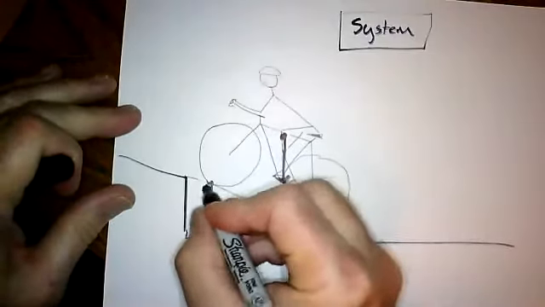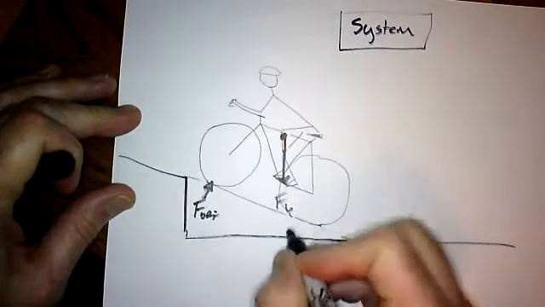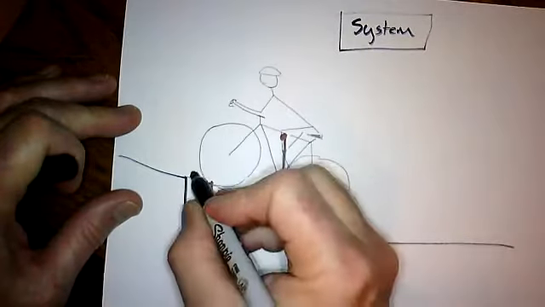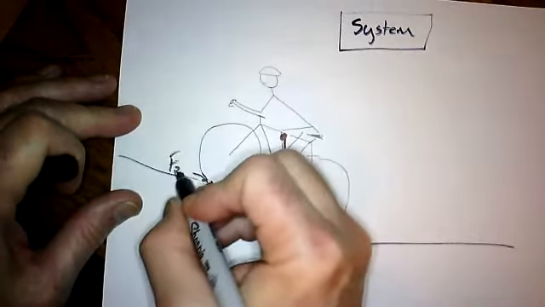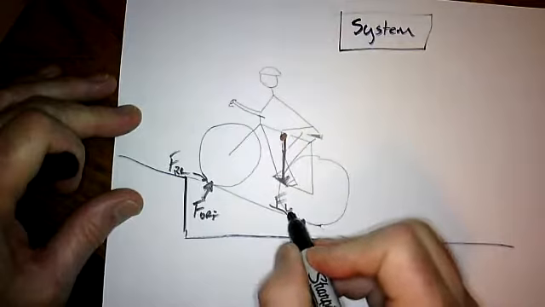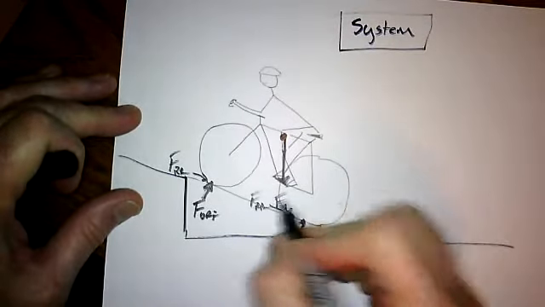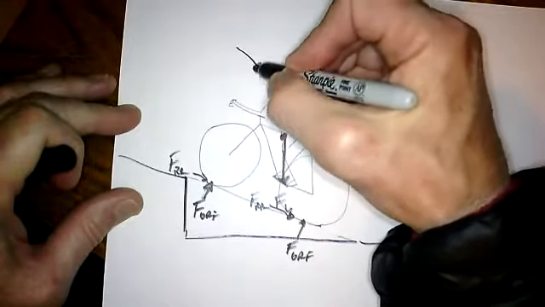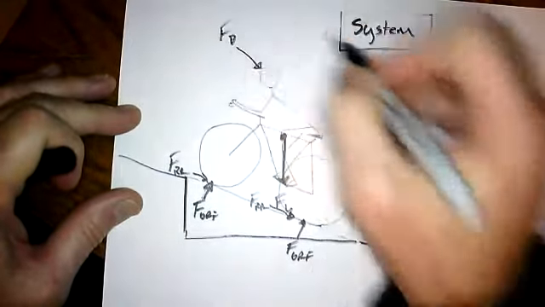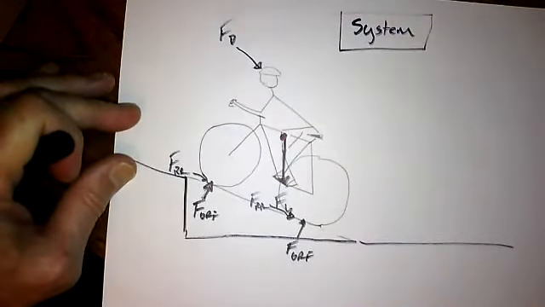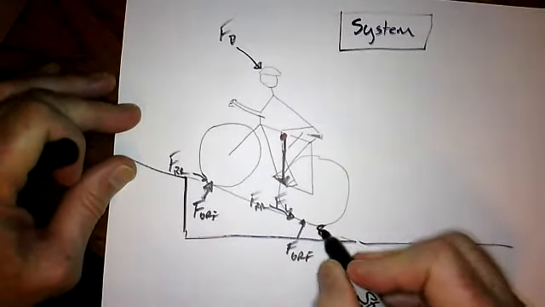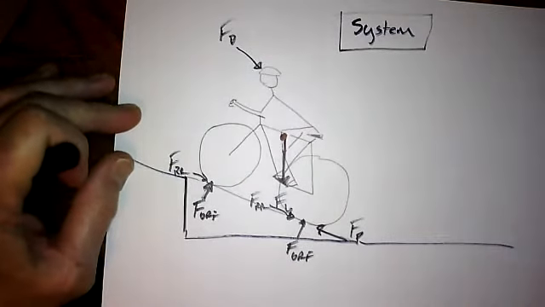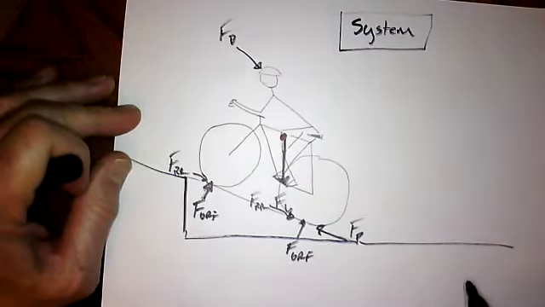The ground reaction force at the front wheel, the ground reaction force at the rear wheel, the rolling resistance of the front wheel, the rolling resistance of the rear wheel. And most of you drew your drag force up here, drag resistance force. And then the final one is a propelling force. Okay. So this is the one that I really want to spend time on.